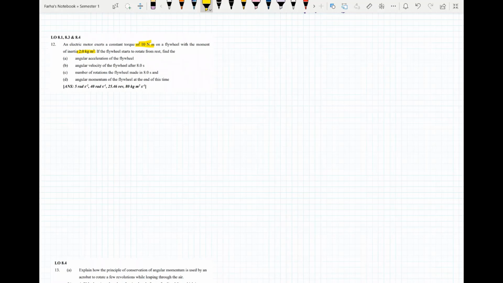Okay, so to find this we can use the equation torque equals I alpha. So alpha equals torque over I. Torque is already given, 10 Newton meter. Moment of inertia is 2. So we will get 5 radian per second square.